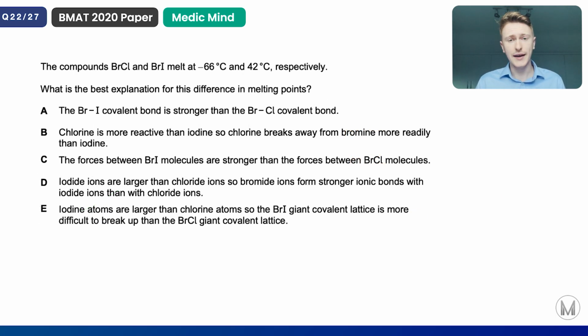Now question 22 is a question about intermolecular forces. We're talking about some strange compounds, bromine chloride and bromine iodide, and we're asked that they melt at different temperatures. We're asked what is the best explanation of this. Now, these are covalent compounds. You'll remember that the melting and boiling points of covalent compounds are determined by their intermolecular forces, not the covalent bond itself. So already we can exclude A and B because they're talking about the covalent bonds. C, the forces between bromine iodide molecules are stronger than forces between bromine chloride, therefore makes the most sense.